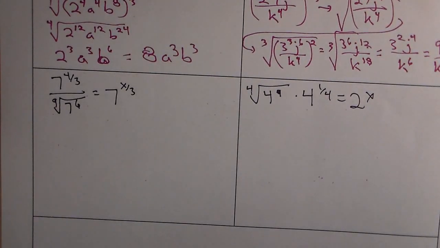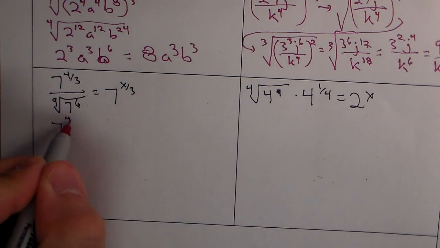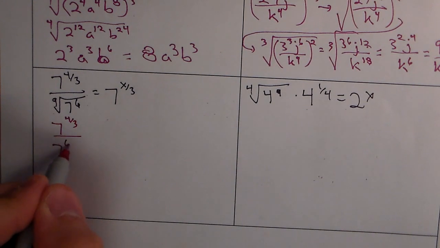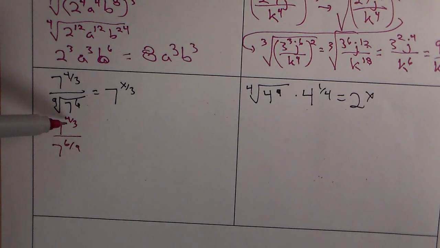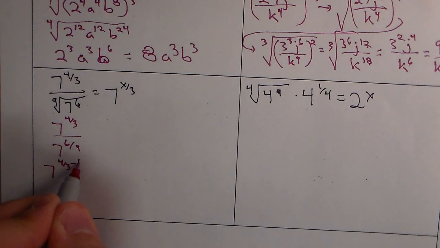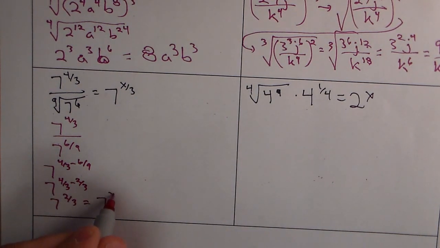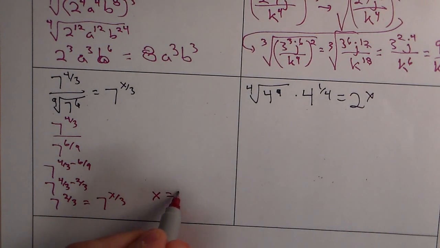Our last two problems are the equations we were looking at earlier. For this one, we're going to change it to exponential. So it's 7 to the 4/3 over 7 to the 6/9. But I want to subtract, I want to use quotient rule. In quotient rule, we subtract, but I need common denominator, so that's going to be 4/3 minus 2/3, which leaves me with 2/3 on the left-hand side. So when that's equal to 7 to the x/3, we get x equals 2.